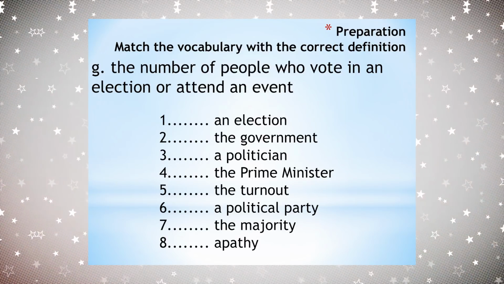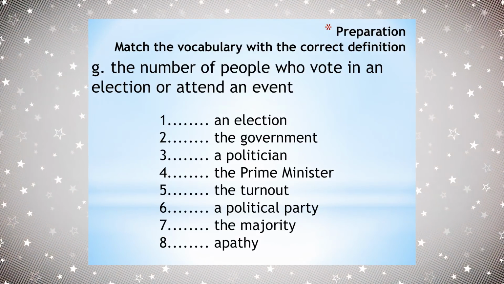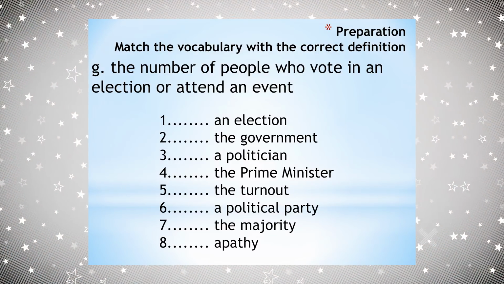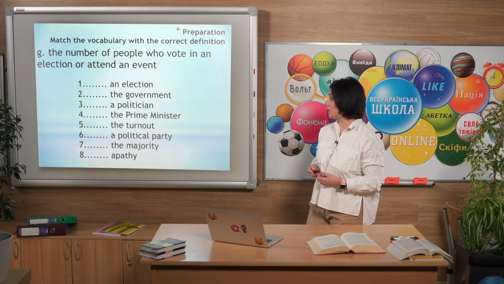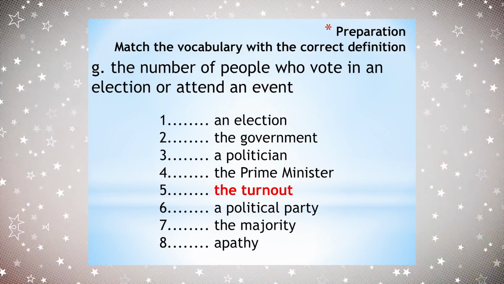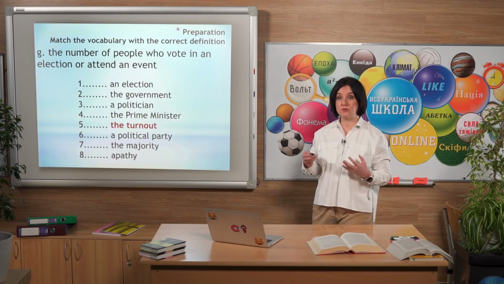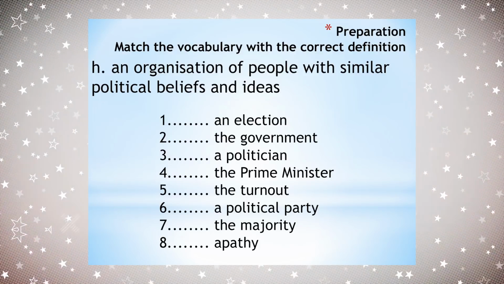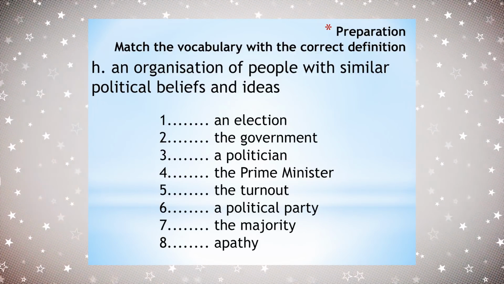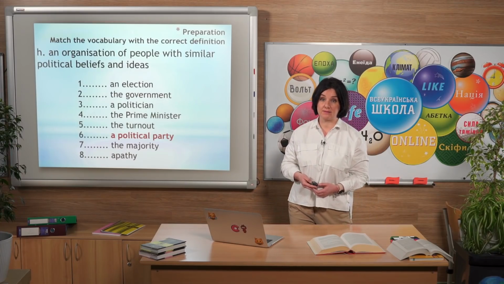Okay, the next one. The number of people who vote in an election or attend an event. It means the number of people who come to an event or to the election. And there are other people who count those who come to the event. And it is called the turnout. They turn out the amount of people who come to an election or an event. Okay, the next one. An organization of people with similar political beliefs and ideas. If somebody shares my beliefs or ideas, we can organize a political party.